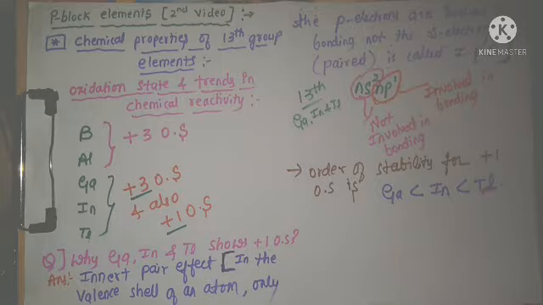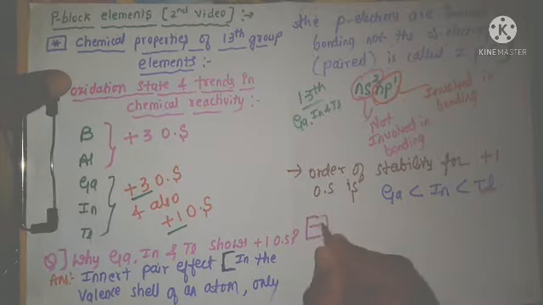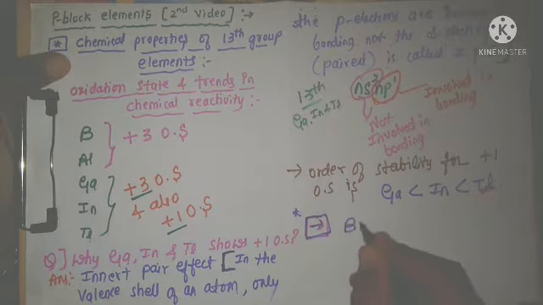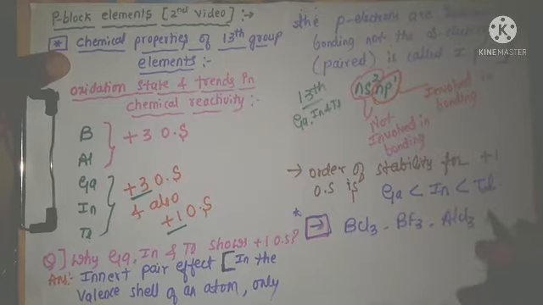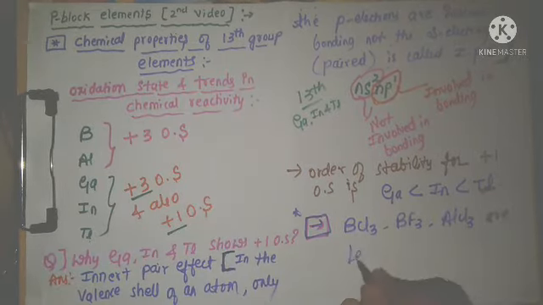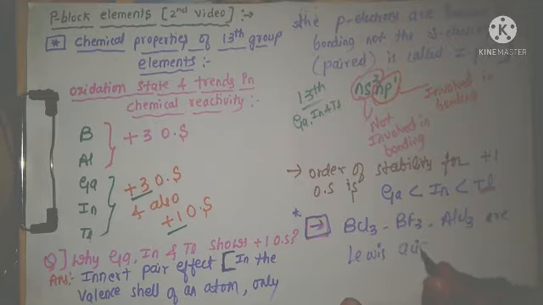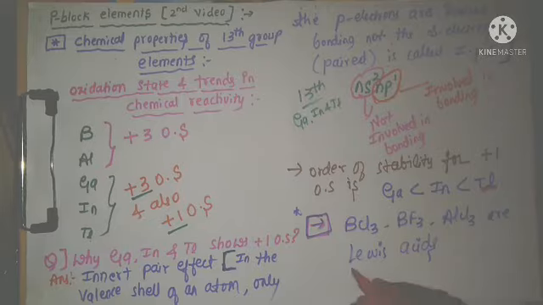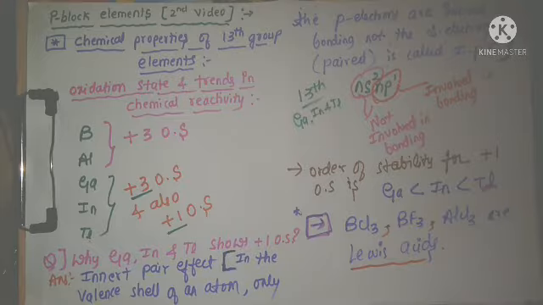Now we will go to another point I want to discuss here. For this one I took a blue pen. BCl3, BF3, AlCl3 are Lewis acids. Now I will explain why they are Lewis acids, and for this reason I will take a rough paper first. Just remember that among the 13th group compounds, BCl3, BF3 and AlCl3 are Lewis acids.